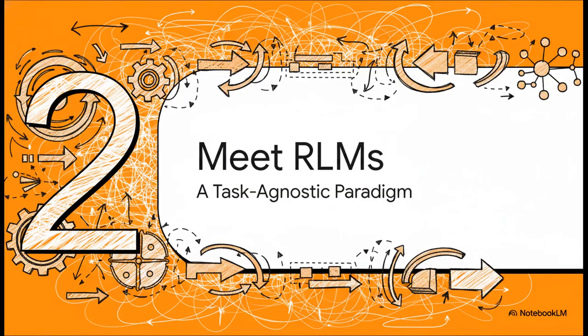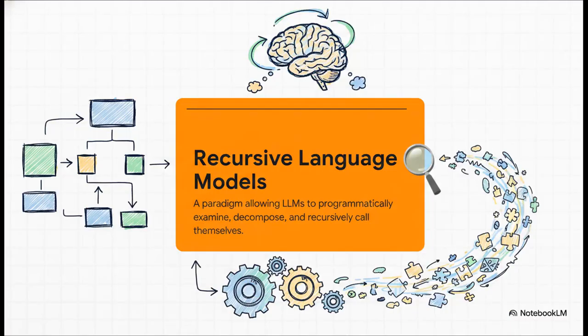Which brings us to section 2, meet recursive language models. So what exactly is a recursive language model? Well, by definition, it's a task-agnostic inference paradigm. That basically just means it can be applied to pretty much any kind of problem you throw at it. RLMs allow a standard language model to programmatically examine, decompose, and then recursively call itself over the input.